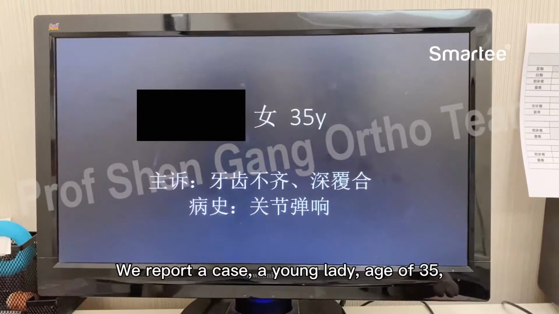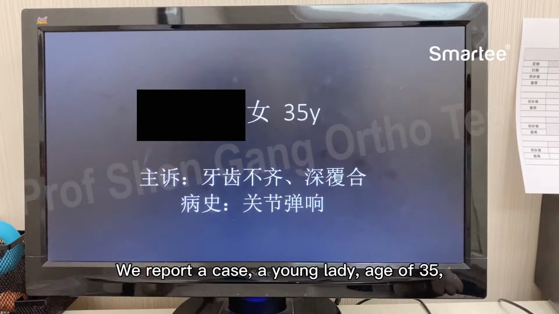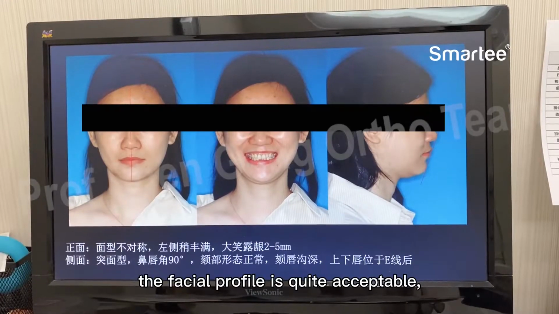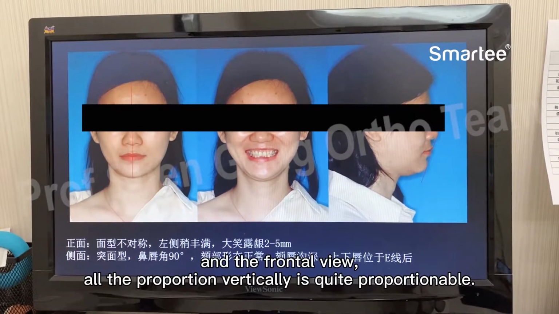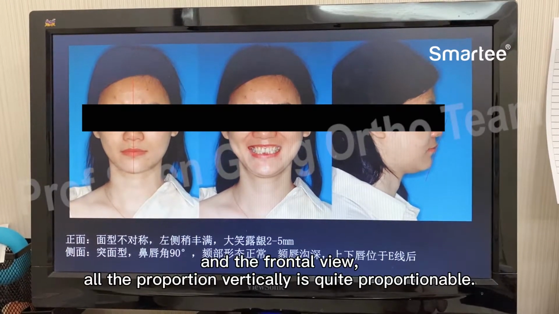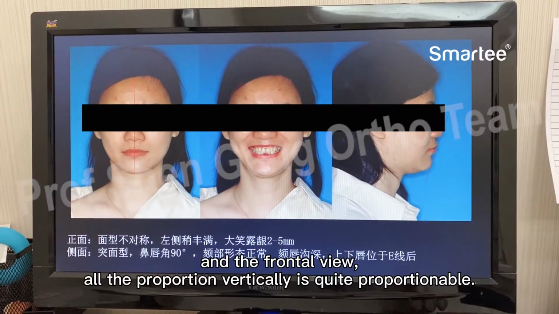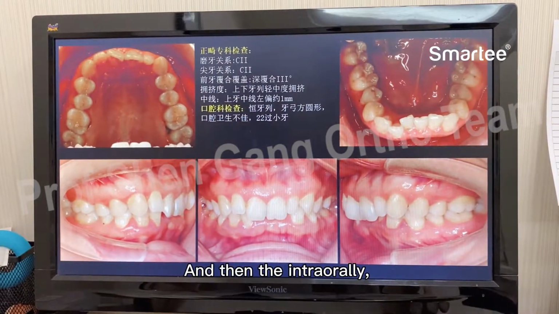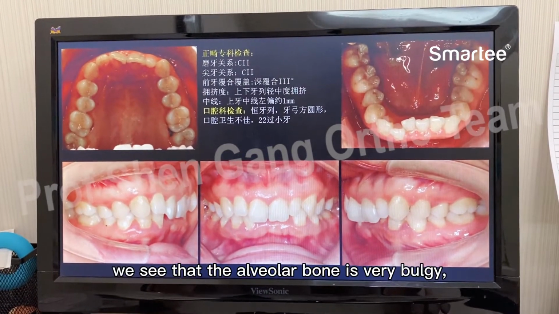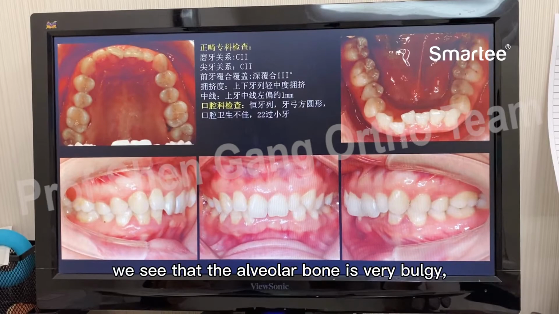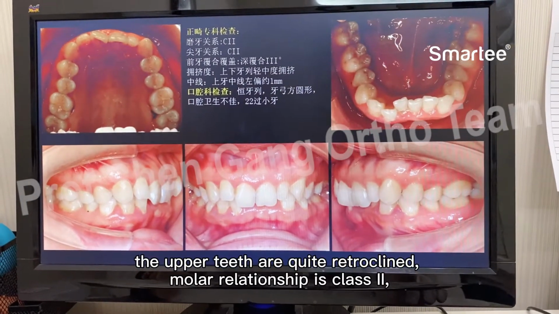Here we report a case, a young lady at the age of 34. The facial profile is quite acceptable, and in the front view, the vertical proportion is quite proper. In the intraoral view, we see that the alveolar bone is very bulgy. The upper frontal teeth are quite retroclined.